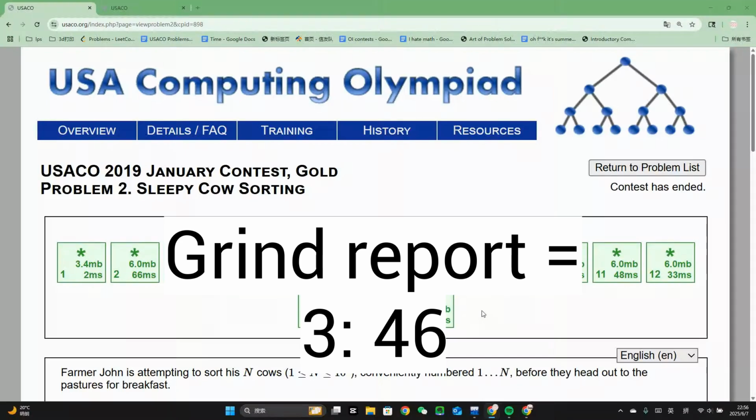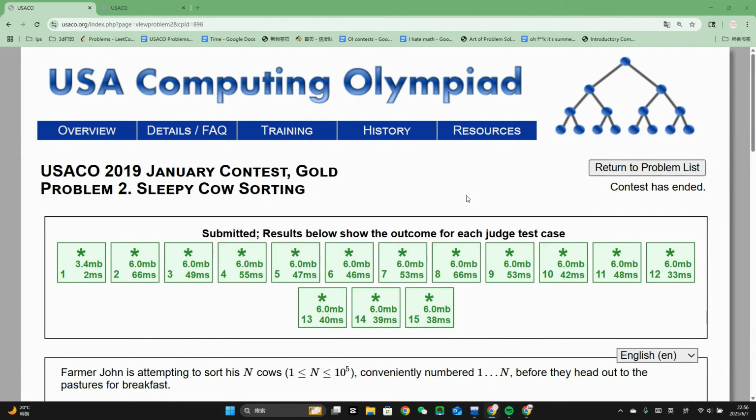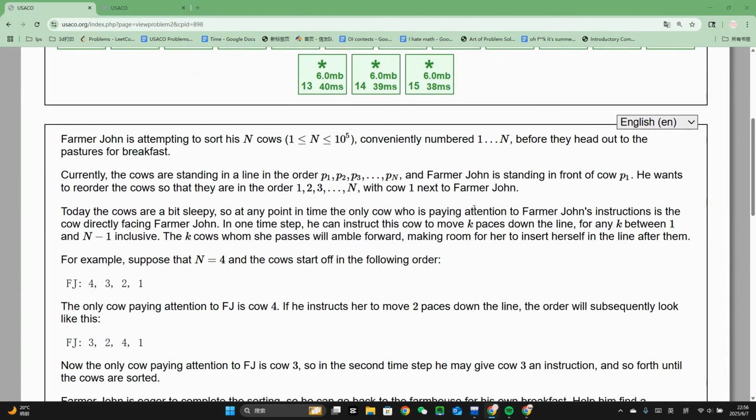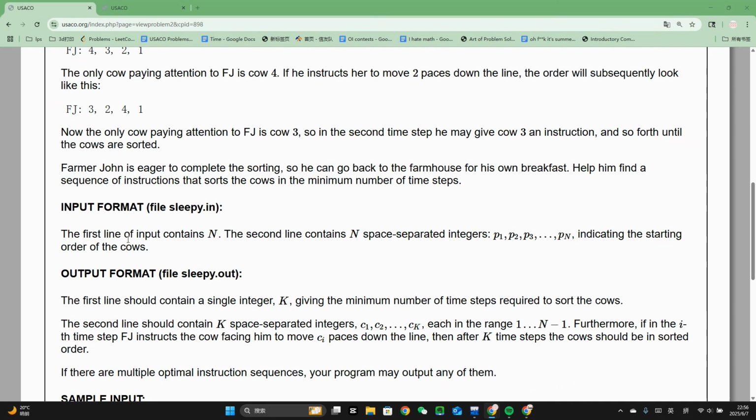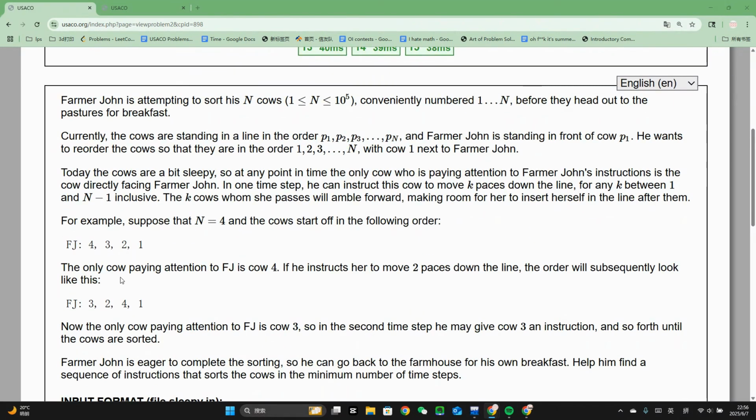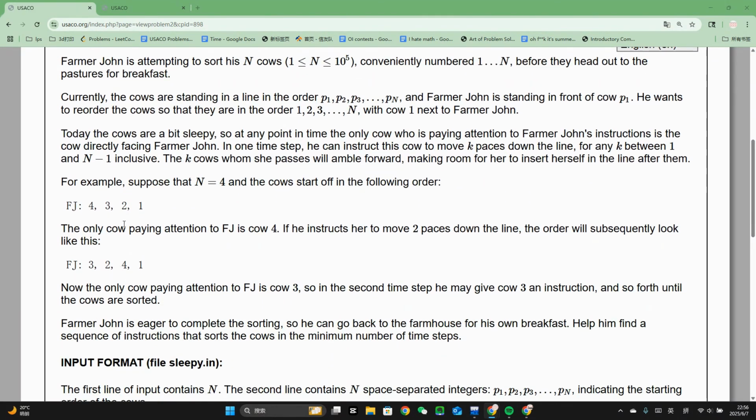Hello everyone, the problem that we're looking at today is the USACO 2019 January contest gold problem 2 of Sleepy Cow Sorting. You can pause the video first and look at the quite lengthy problem statement yourself. Okay, so basically you have n cows, a sequence of numbers, and you're trying to sort these numbers so they're in the right order.